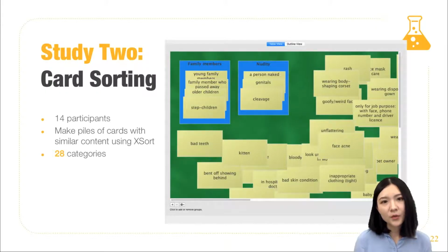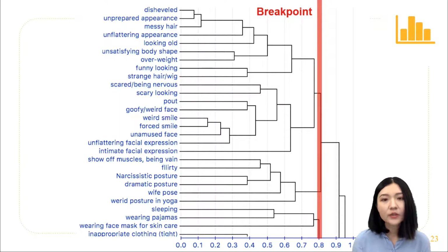In Study 2 card sorting, we recruited 14 participants. We asked them to group cards that have similar content using XSort. This is how we group the individual items into categories. We created a dendrogram based on participants' categorization. Using a higher breakpoint would have fewer categories, which might be too broad, while a lower breakpoint would generate too many more categories. So we break it at 0.8 to generate a reasonable number of categories. So in total, we have 28 categories.